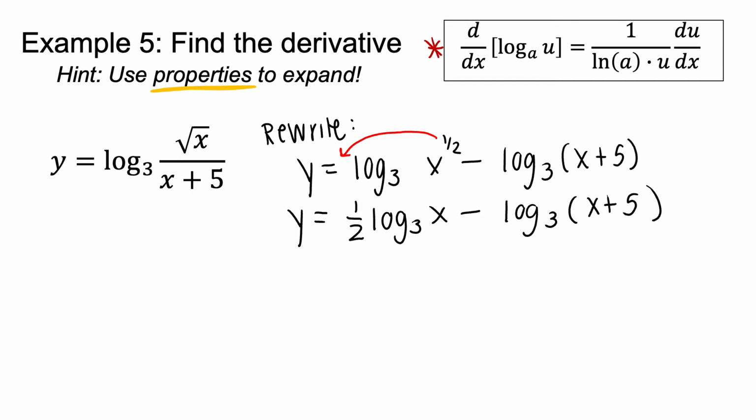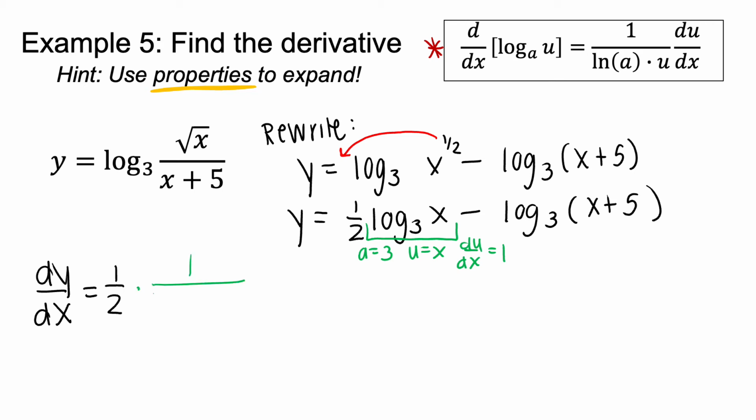So when we take our derivative, dy dx, we can keep our 1/2 in front. Now when we go to take the derivative of log base 3 of x, that makes our a equal to 3, our u equal to x, and our du dx equal to 1. So this derivative would be 1 over the natural log of a, or the natural log of 3, times u, which would be times x, and then that whole thing multiplied by 1. Then we can subtract our derivative of log base 3 of x plus 5.